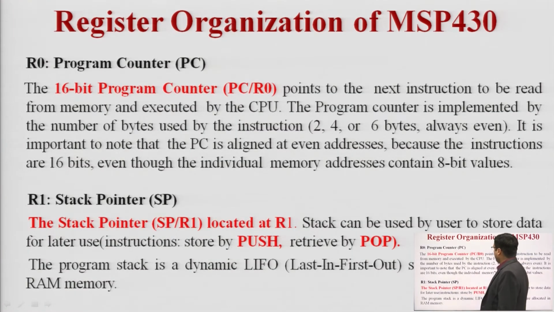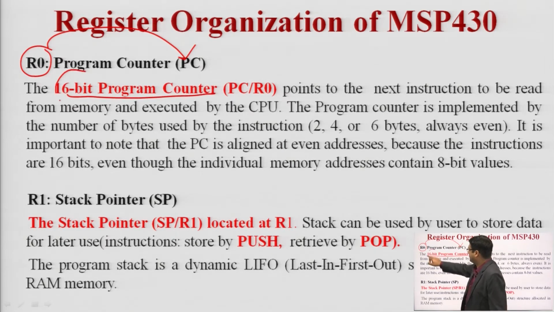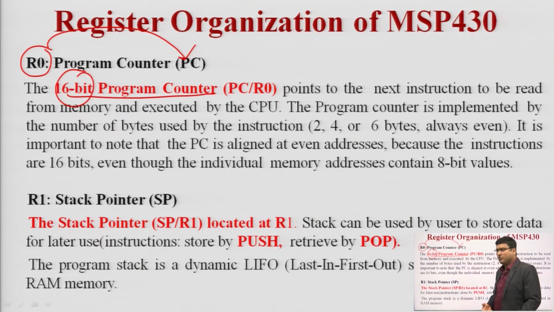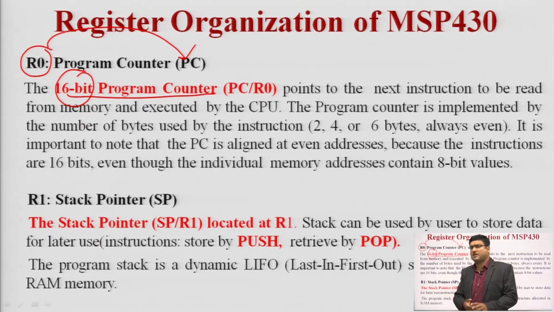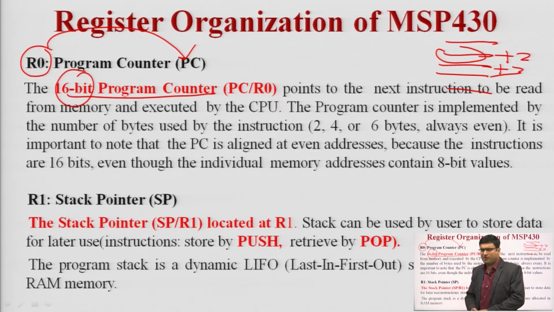Now we will see the dedicated functions of the MSP430. First is R0, which is dedicated to the program counter. The program counter in the MSP430 is 16 bits. What is the meaning of the program counter? As the name implies, we are programming the microcontroller. For example, if we are at step 2 and want to go to step 3, there is some next instruction to be executed. The program counter tells the address of the next instruction to be executed by the MSP430.